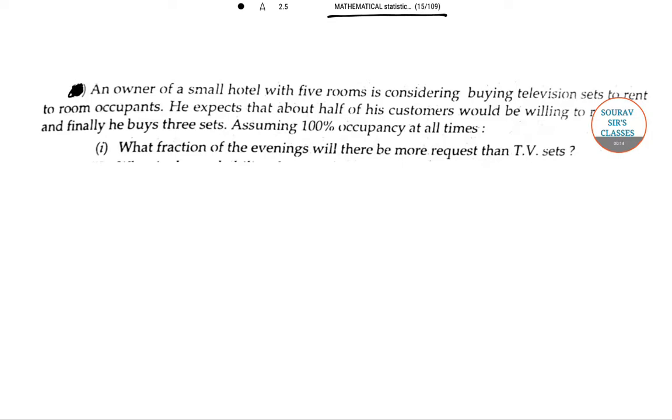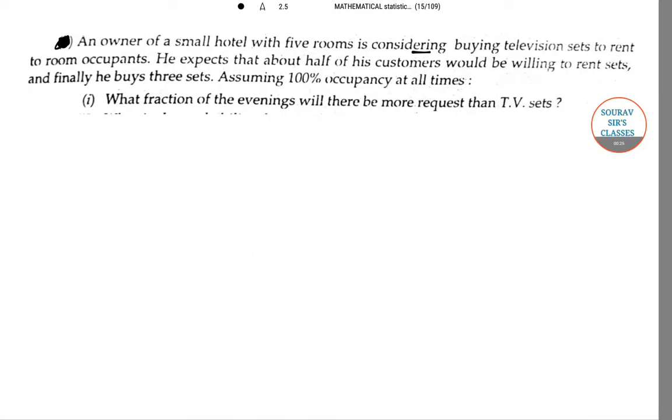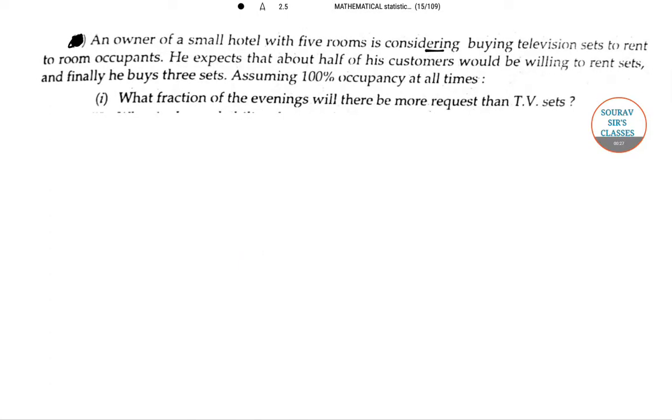The question goes like this: an owner of a small hotel with 5 rooms is considering buying television sets to rent to room occupants. He expects that about half of his customers would be willing to rent sets, and finally he buys 3 sets, assuming 100% occupancy at all times. What fraction of the evenings will there be more requests than TV sets?